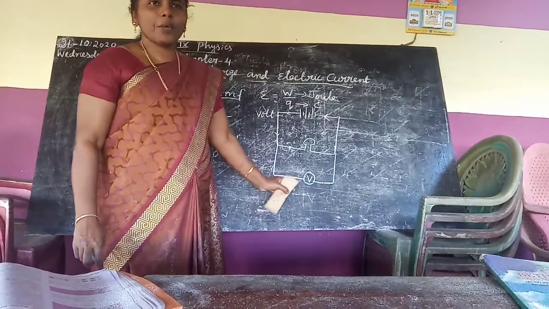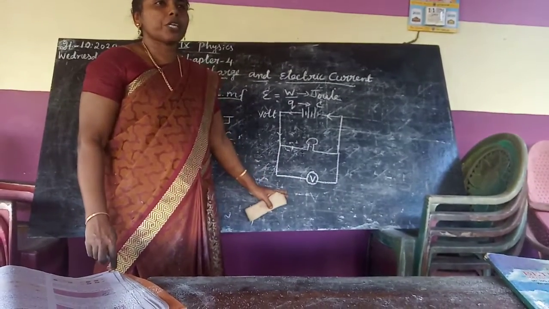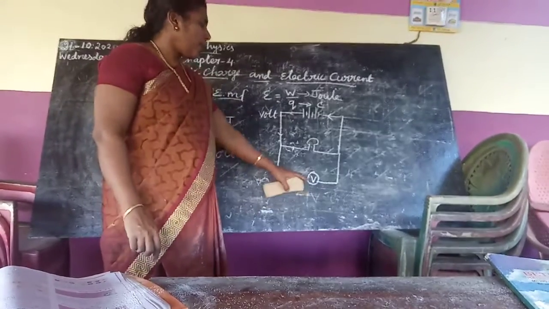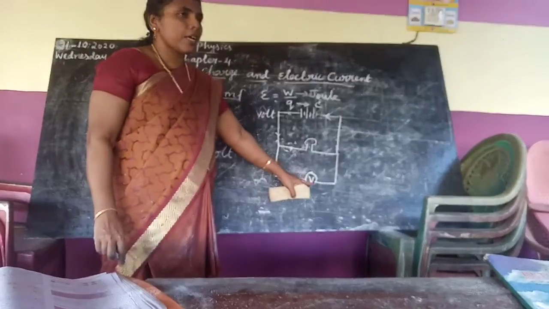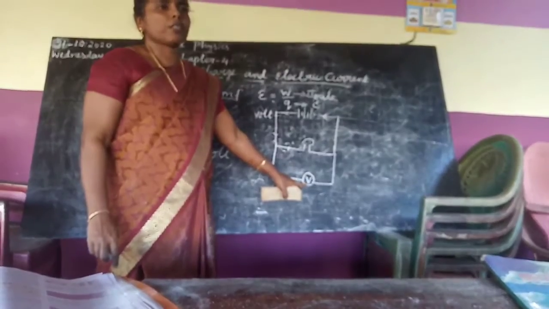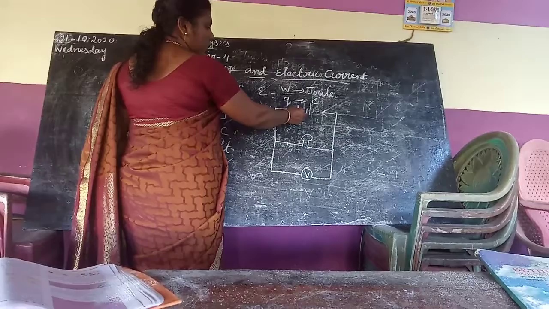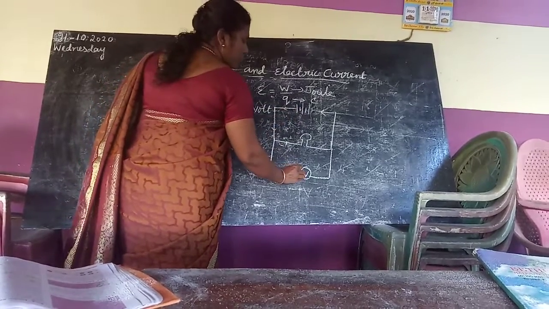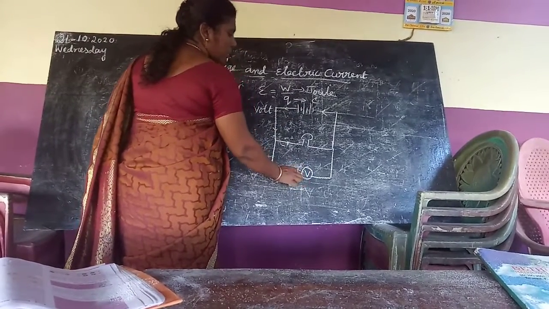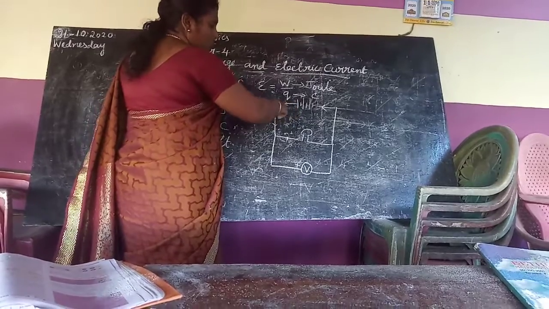What is the use of an ammeter? An ammeter is used to measure electric current. What is the use of a voltmeter? A voltmeter is used to measure the potential difference. Suppose this is the positive terminal. Now this connection: the positive terminal of the voltmeter and the positive terminal of the battery we want to connect.